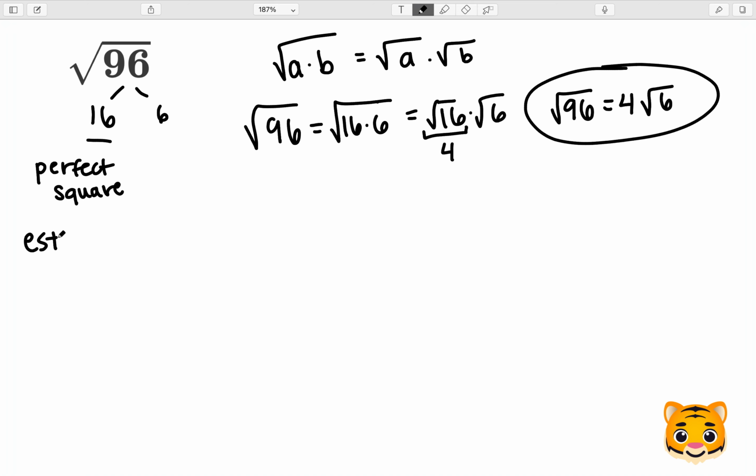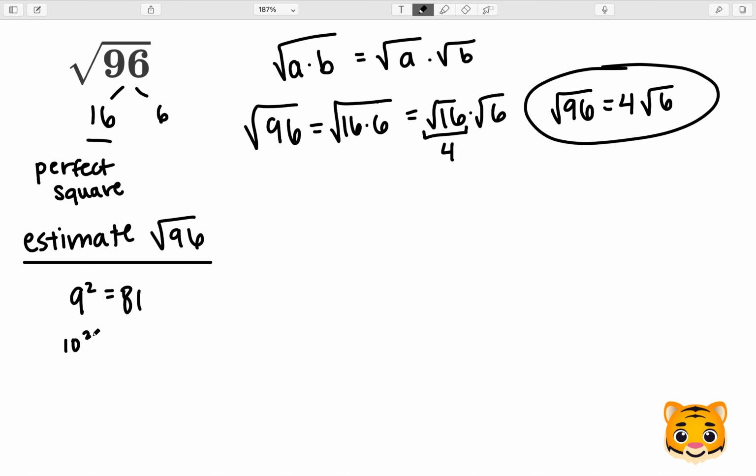We can also estimate the square root of 96 to the nearest whole number by looking at perfect squares nearby. If we look at 9 squared, we get 81. And if we look at 10 squared, we get 100. As you can see, 96 lies between 81 and 100, meaning that the square root of 81 will be less than the square root of 96, which in turn will be less than the square root of 100.